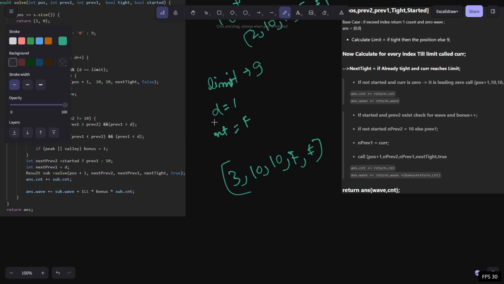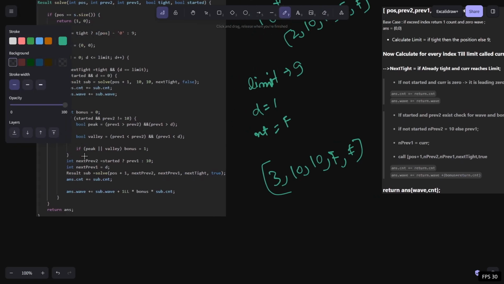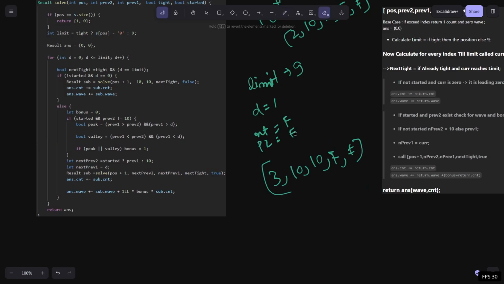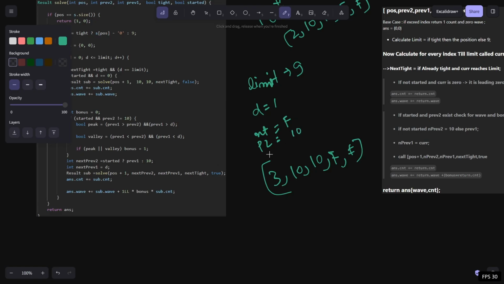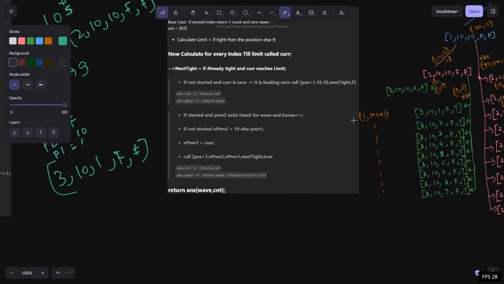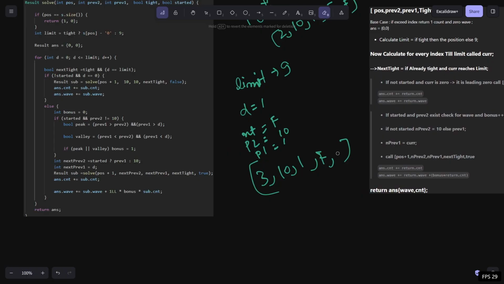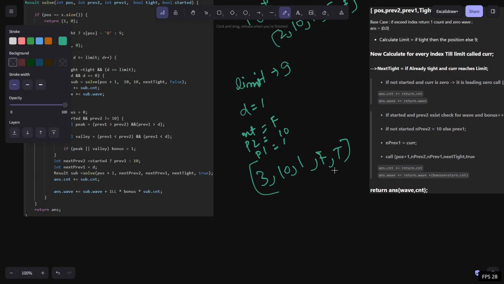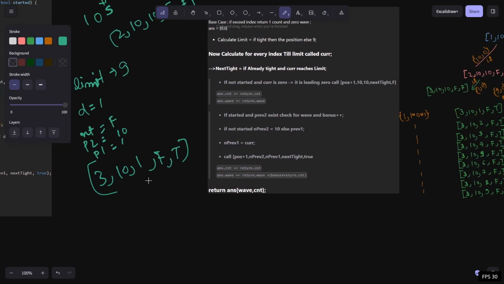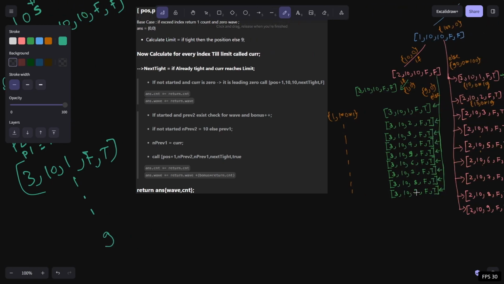Now at d equal to 1, we haven't started yet, so previous two is invalid, that is 10, and previous one becomes current, that is 1. So we are going previous one, so 3 10 1 ff. Okay, true, because we started, 3 10 1 ft, and similarly 1 goes till 9, 3 10 9 ft. So we got all of these.